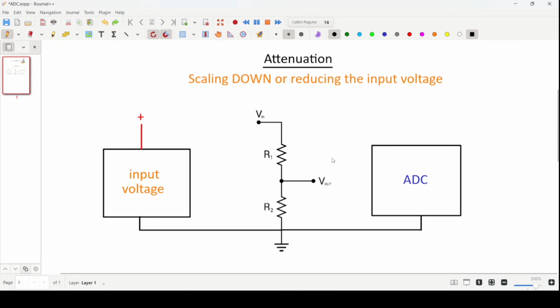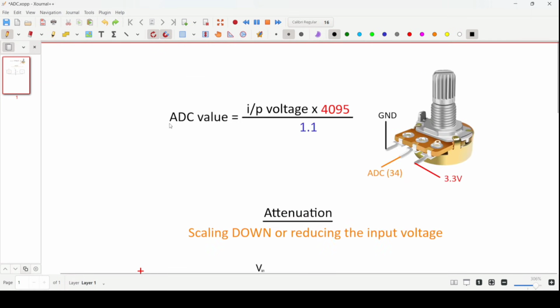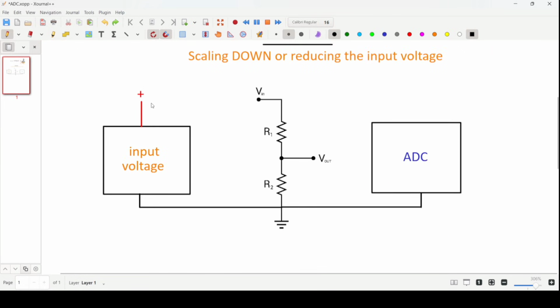Inside the ESP32 chip there is a network of resistors, which is nothing but a voltage divider. Okay, and these resistors are etched onto the chip of the ESP32. Now suppose the input voltage is less than or equal to 1.1 volt, then in this case this terminal is connected directly to the ADC and this voltage divider is bypassed. Okay. Now suppose the input voltage is greater than 1.1 volt, then what would happen? The ADC value would be greater than 4095, which is not possible.